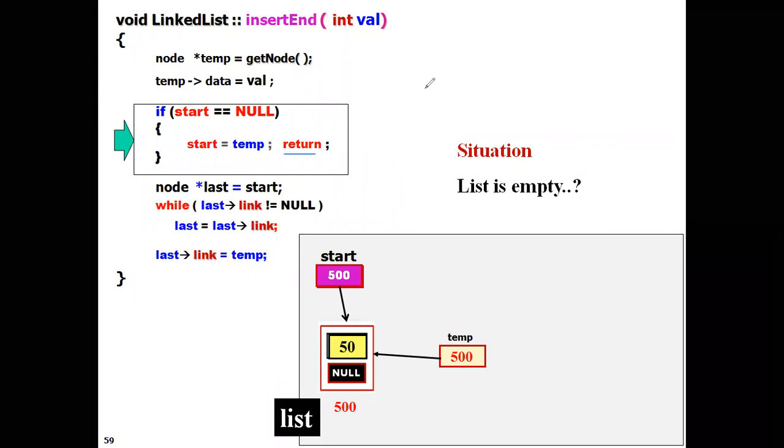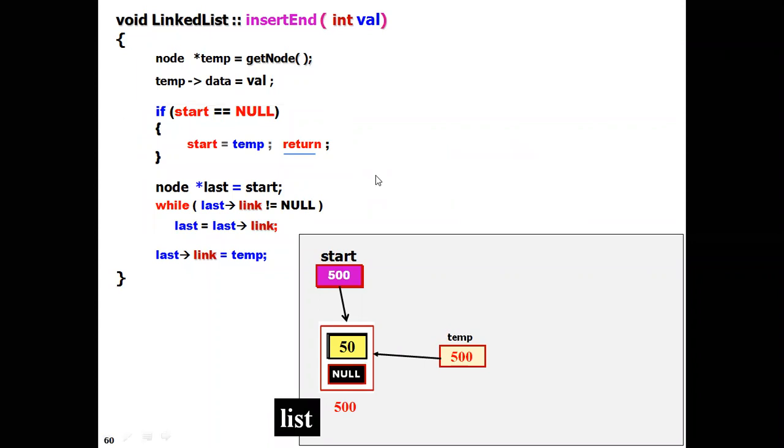What is meant by return? Return means you'll come out of the function. When you come out of the function, the local pointer temp will be destroyed. You can see the node is inserted in the linked list. Because there was no node earlier, the new node becomes the first node.